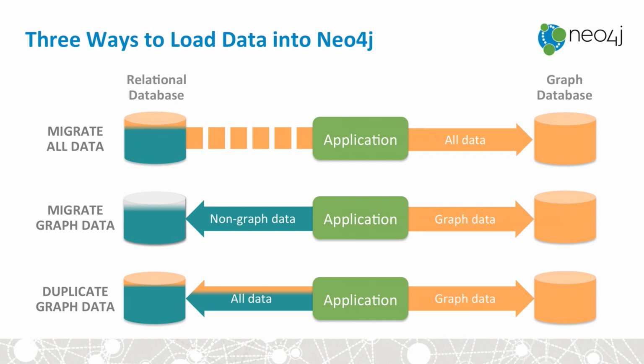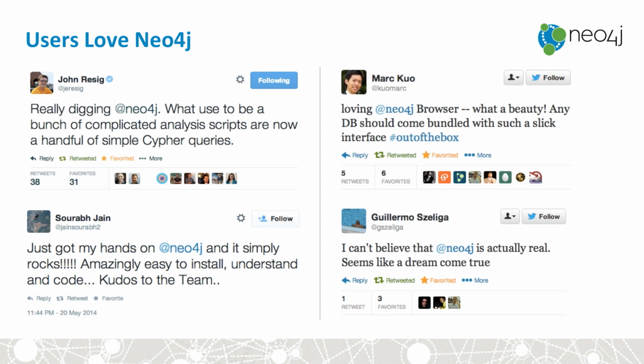And one of the other slides that I didn't show here yet is people are really finding Neo4j as solving their problems, and they're super excited about it. Here you see some of the top influencers. John Resig at the top left is the creator of jQuery, which is a very popular JavaScript framework. I think one of the other key technologies that he likes besides JavaScript is clearly Neo4j. And he says what used to be a bunch of complicated analysis scripts are now a handful of simple Cypher queries. So try putting your data into Neo4j, even if it's in a test or dev environment.